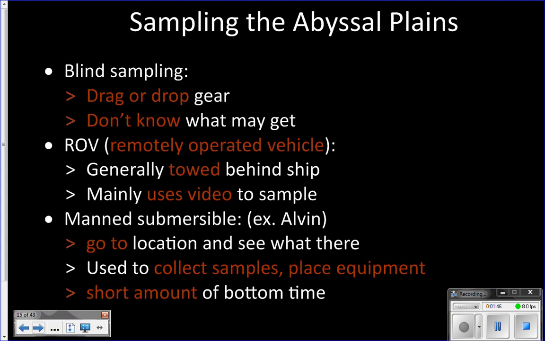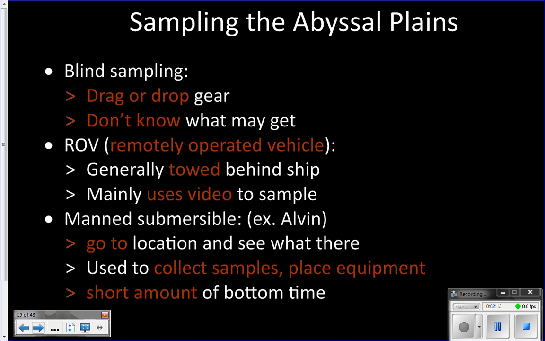Okay, so how do we actually sample the seafloor and figure out the species abundance, species richness, and what's going on down here? Well, there's several different methods that we can use. We have blind sampling methods. That's where we'll just drop gear over the side of the boat and go to the bottom and then pull up whatever we find. So we don't really have any idea of what we're going to find. It's just whatever we pull up, that's what we get. There's several different ways that you can do that, and I'll show you some of those.